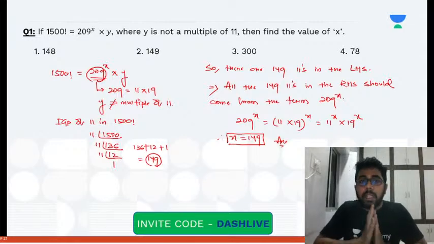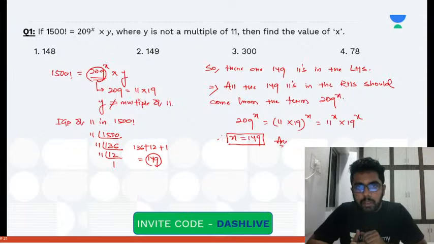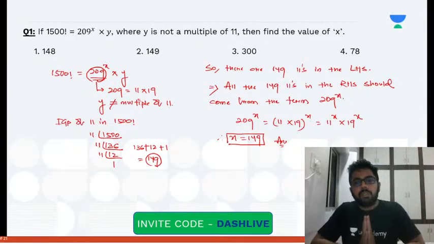Now if I take 209 once, I will get one 11. So if there are 149 11s, that means 209 to the power 149. Wow. That means x is 149. Making sense? Is this making sense to all of you? Yes or no?